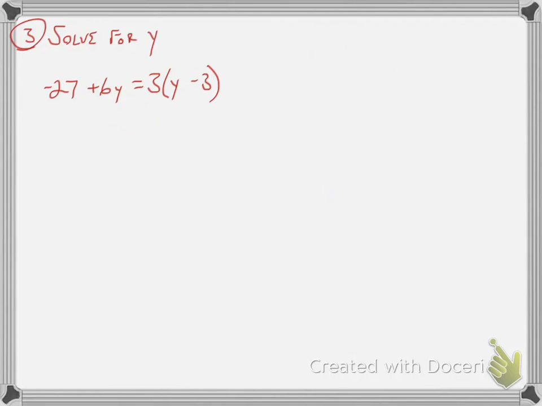Again, these two sides are equal. Before I can start moving things, because this 3 is being multiplied to this parentheses, I'm going to have to distribute that. So the left side is going to stay the same for right now. The right side, I'm going to multiply it into the parentheses and distribute. So that's going to be 3y minus 9. Positive times negative stays a negative. 3 times 3 is 9.